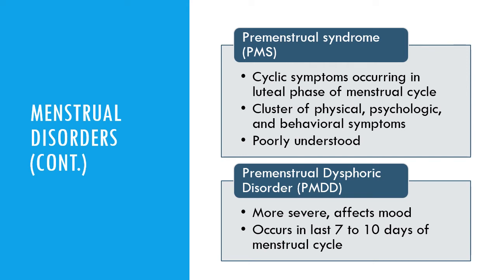Know that neither of these can occur if there's not ovarian function. Okay, therefore we can't have premenstrual syndrome before puberty, during pregnancy, or after menopause.